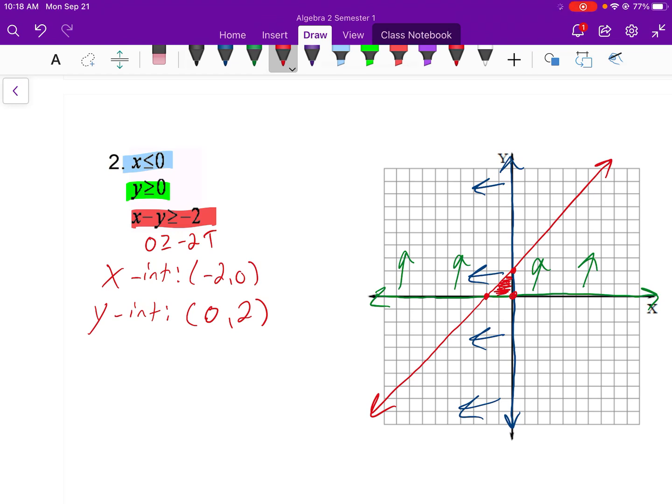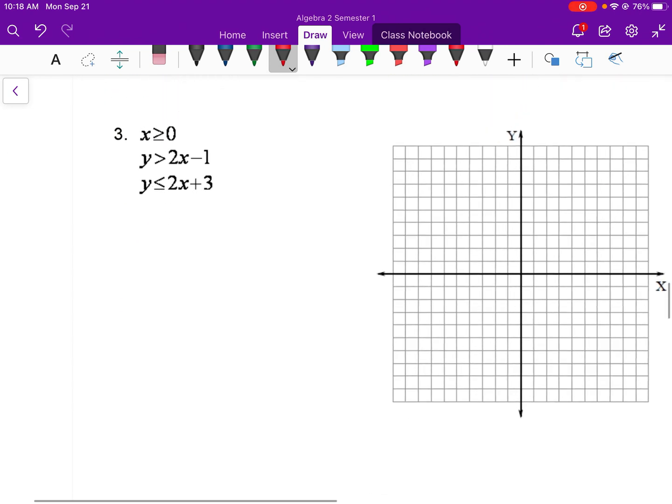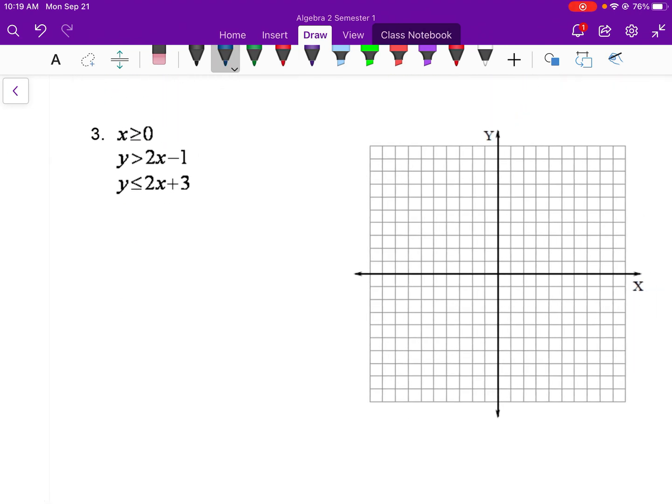Okay, so breaking it off again, our blue line, we had to be to the left of that. Green line, we had to be above that line, so leaving us with the rest of quadrant 2. And then we had to be below the red line, which just leaves us with that little sliver of that triangle in the coordinate plane. Okay, last one here.